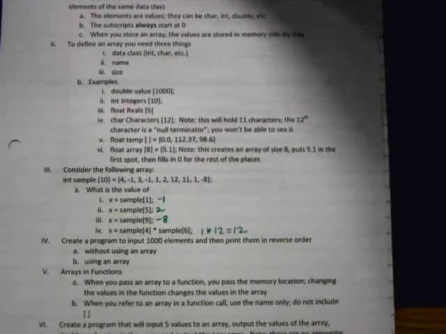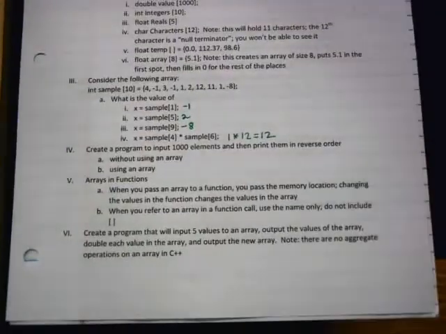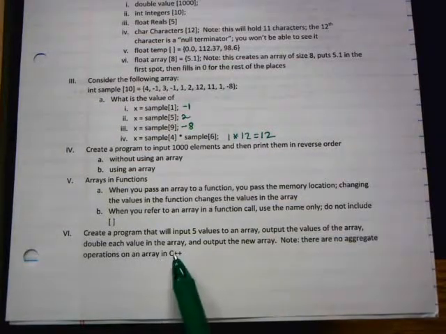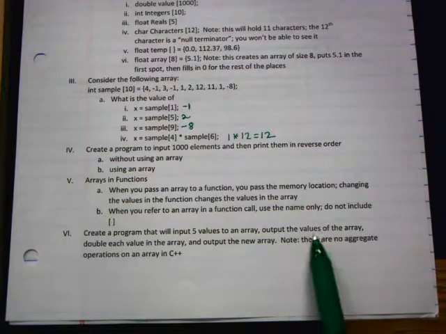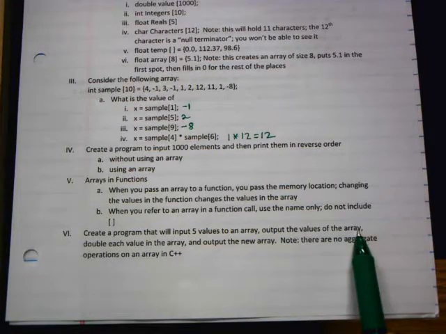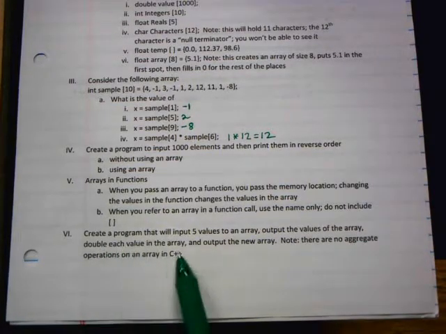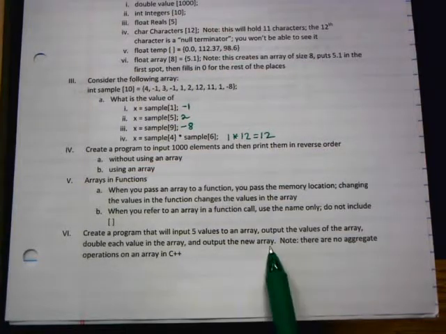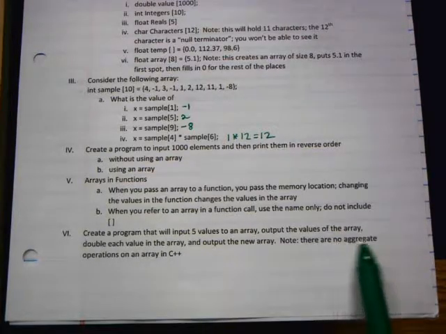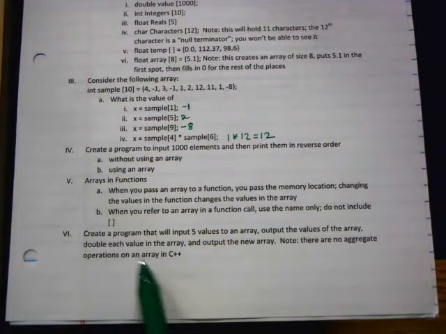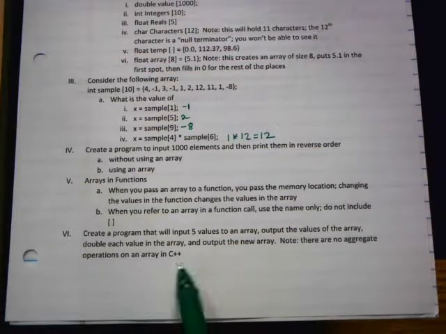All right, so we're going to create a short program here. We're going to create a program that will input 5 values to an array, output the values of the array, double each value of the array, and then output the new array. And then it says, note, there are no aggregate operators on an array in C++. What the heck does that mean?